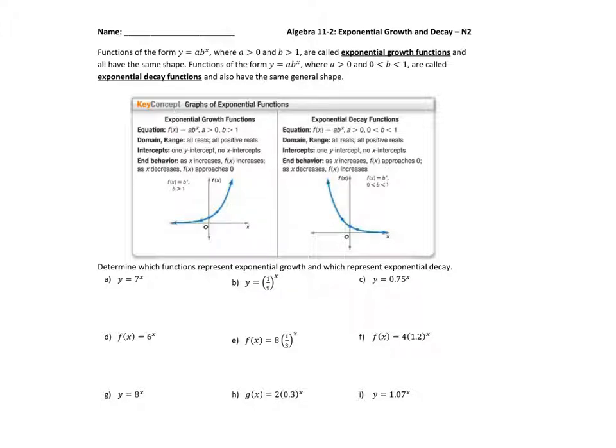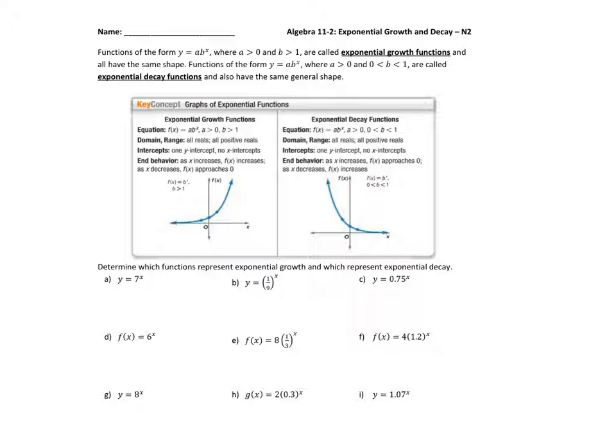Functions of the form y equals a times b to the x, where a is also greater than 0, but the b term or number is between 0 and 1, so fractions and decimals that are between 0 and 1, are called exponential decay functions. And they also have the same general shape. So decay are going to start large and end like they're coming down, approaching 0, where growth are going to start where they look like they're approaching 0 and grow very rapidly.